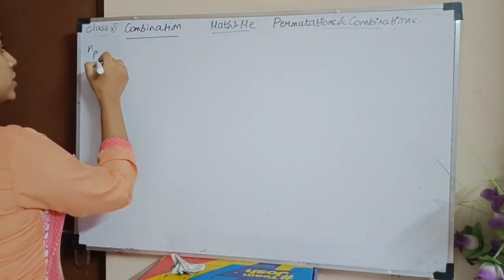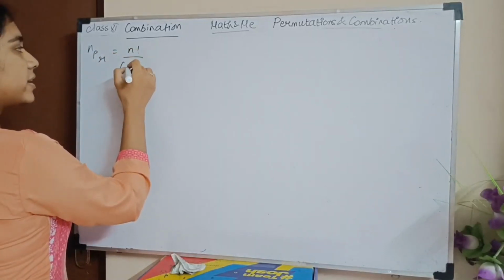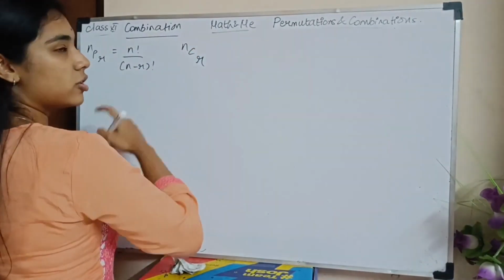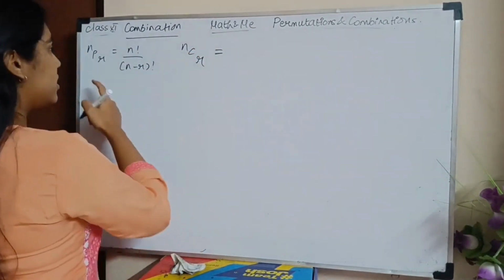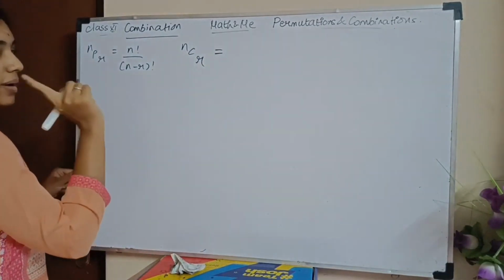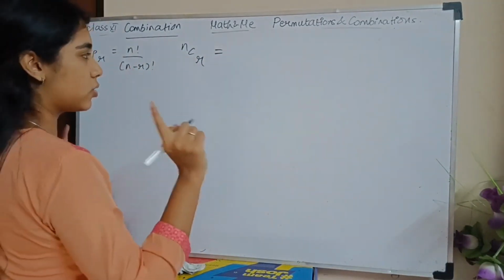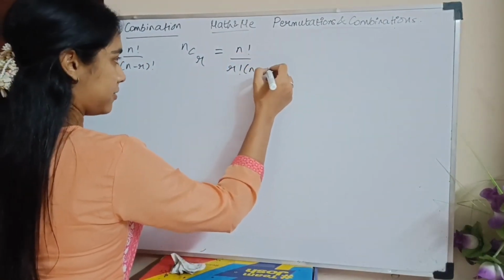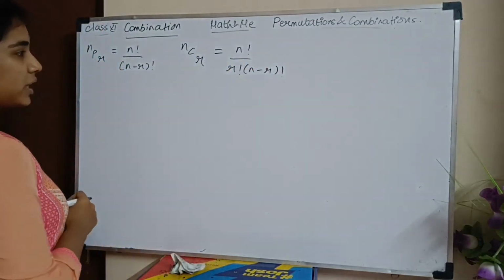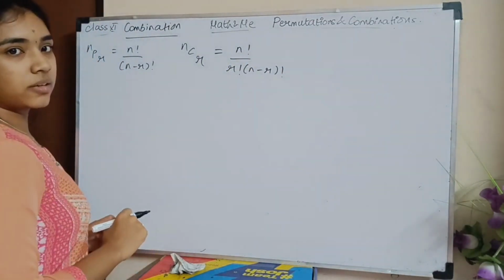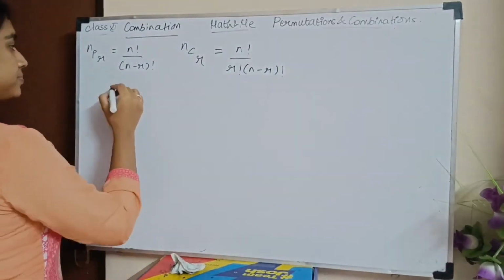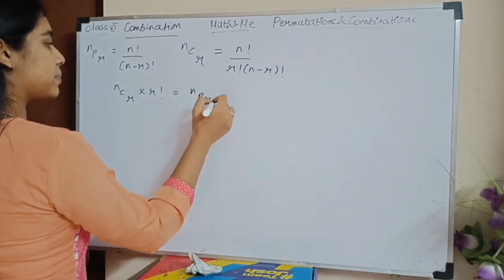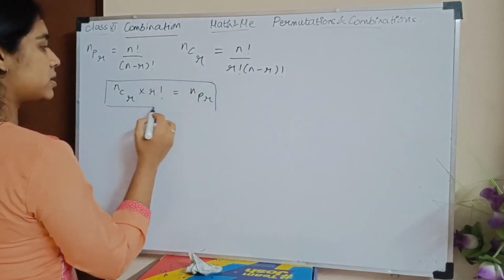What formula did we see for permutation? nPr is n factorial divided by n minus r factorial. Now for combination it will be nCr, n choose r. Here nPr, permutation r, means order matters. n choose r means order does not matter. Okay, remember nCr is n factorial divided by r factorial times n minus r factorial. The only difference is you have the r factorial here. Okay? So what is the relation between the two? nCr times r factorial equals nPr. Okay, always remember this relation.